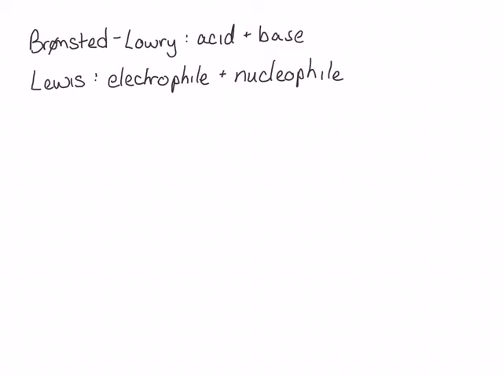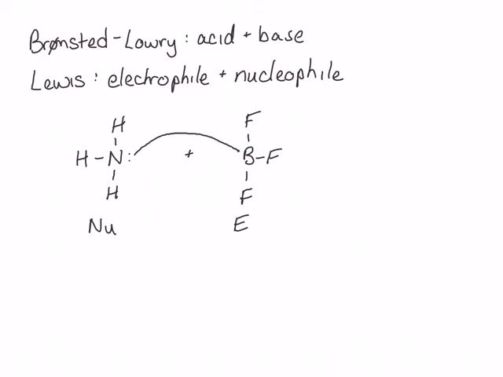So for example, the reaction we discussed earlier between ammonia and boron trifluoride can be illustrated using arrows to show the flow of electrons from the nucleophile to the electrophile. So what we do is we draw the arrow starting at the electron pair of the nucleophile and going to the electron deficient center of the electrophile. And in this way, we show where the electrons are flowing and where the new bond is forming between the nitrogen of our nucleophile and the boron of our electrophile.